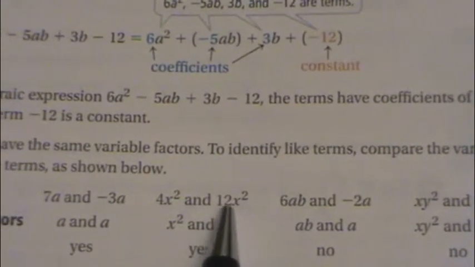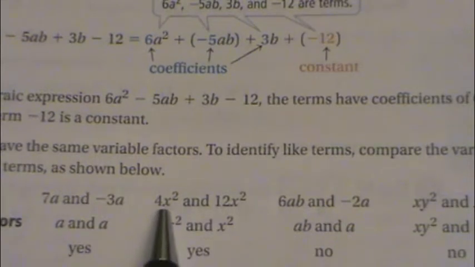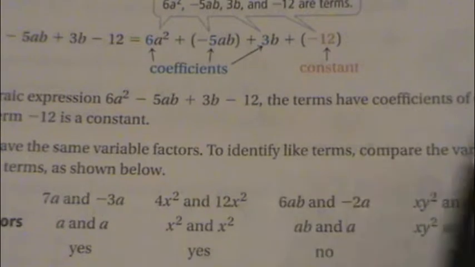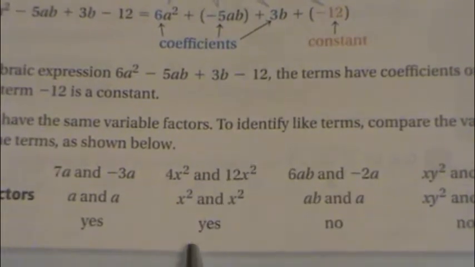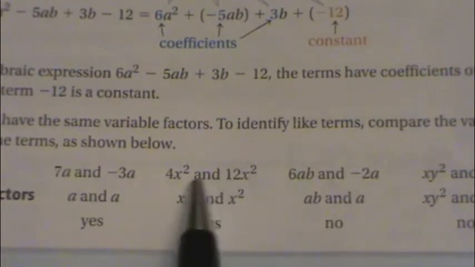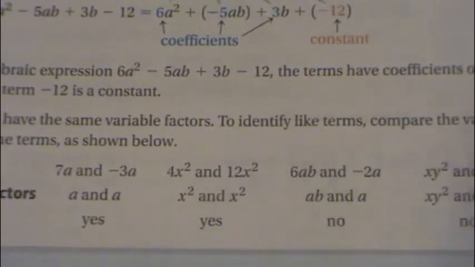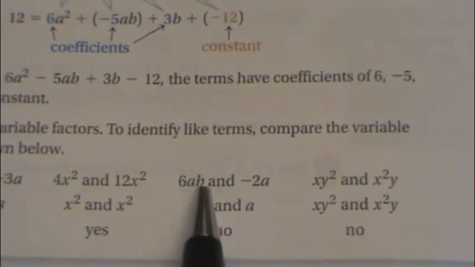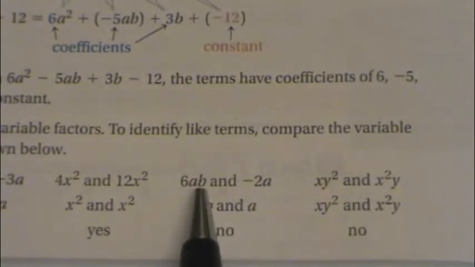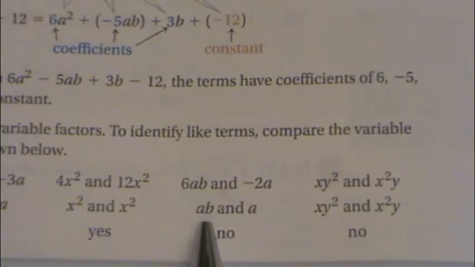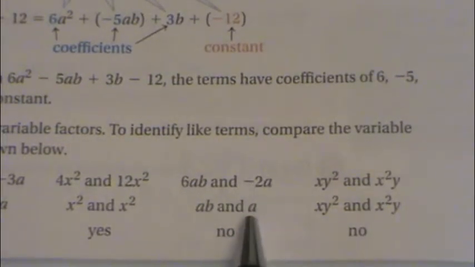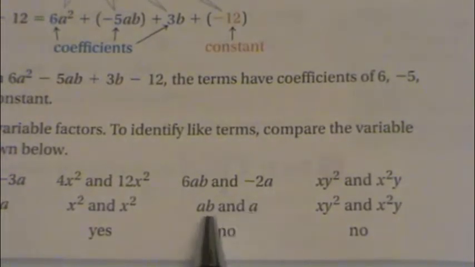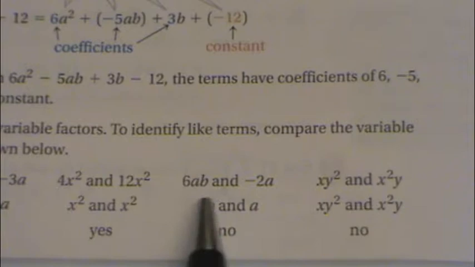4x squared and 12x squared, what's the variable in this term? X squared is. What's the variable in this term? Still x squared. Those are like terms. You can combine those. Multiply, add, divide, subtract, anything that the equation needs you to do. Take a look at this. 6ab and negative 2a. What's the variable in this term? ab. What's the variable in this term? A. Those are not the same variable. Even though there's an A in both of them, you can't combine it because there's that B over here. Can do nothing with this.